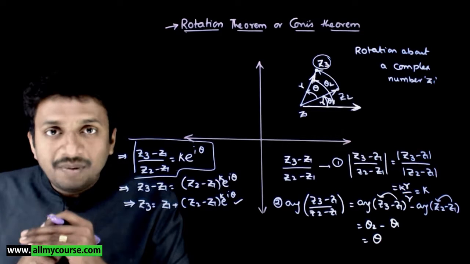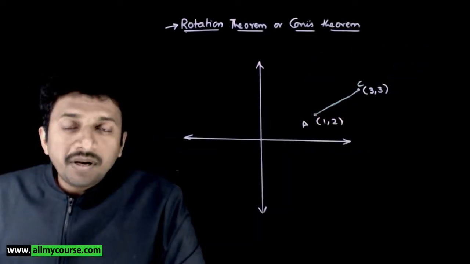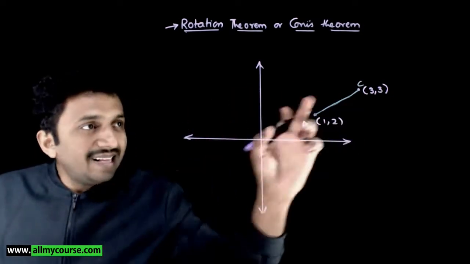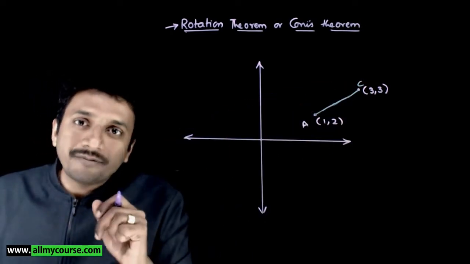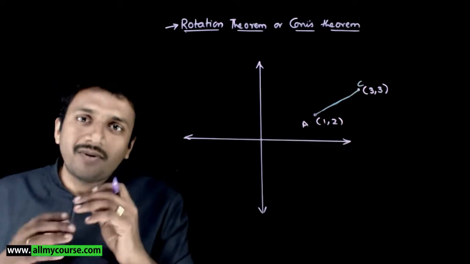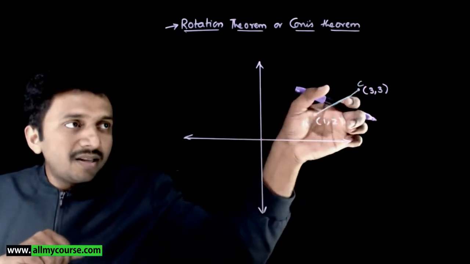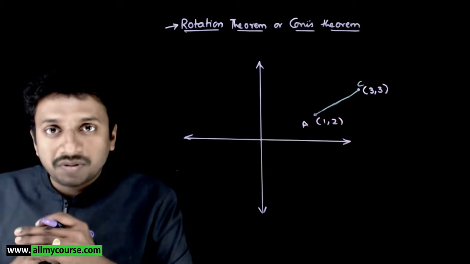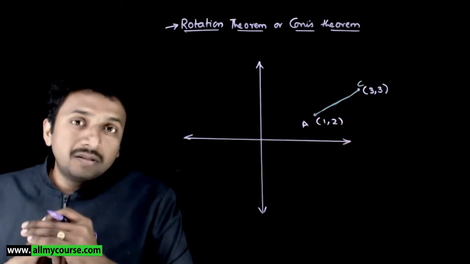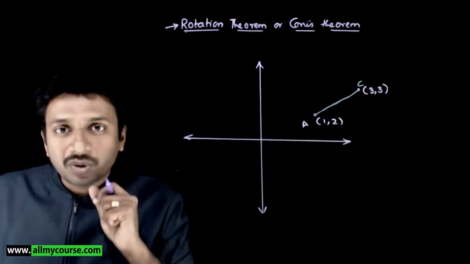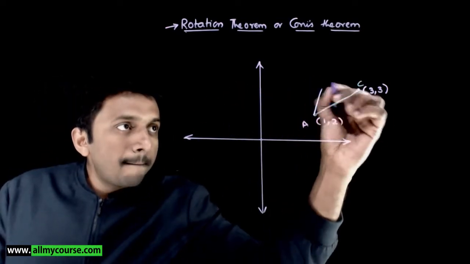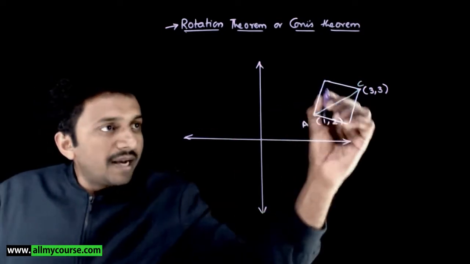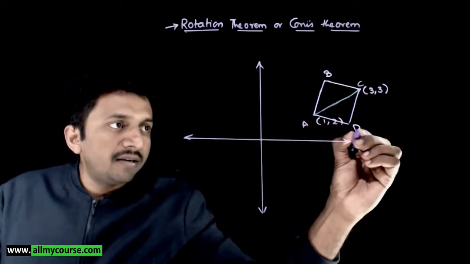So let us take an example for this question also. For example, let us take this question. You have 2 points 1, 2 and 3, 3, and these represent the opposite vertices of a square. This AC is the diagonal of a square. Can you find the other two vertices of this square? Let us see how we can do this by rotation theorem. To find the other two vertices of the square, if you complete the square, let the other points be B and D.